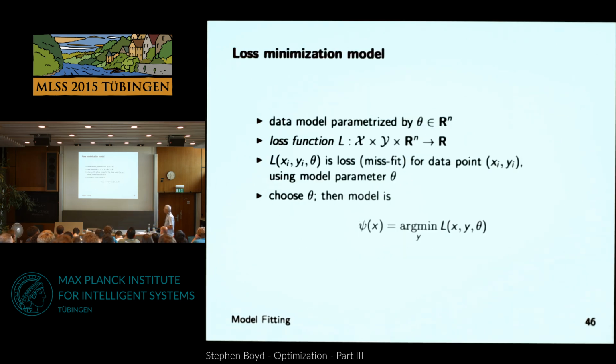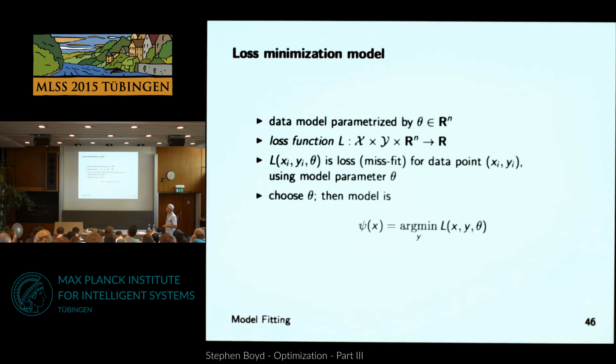And loss minimization goes like this. I'm not going to say anything about the theory behind it and all that kind of stuff, but this is what it looks like. The model is going to be parameterized by some vector theta. Then we'll have a loss function, and the loss function is going to define everything. So this is the loss or misfit for the data point xi, yi if you use model parameter theta. And then you choose theta. Once you choose theta, that locks down the model.